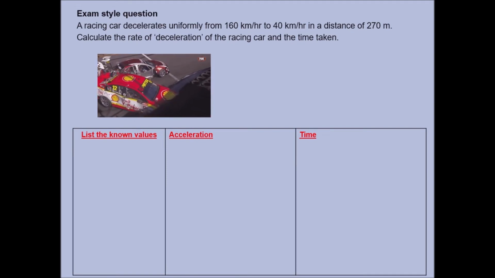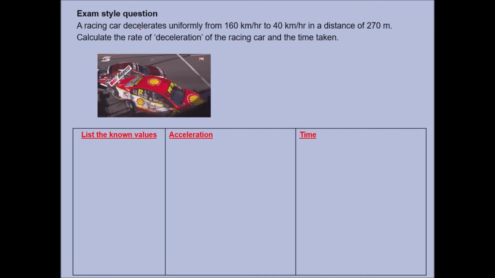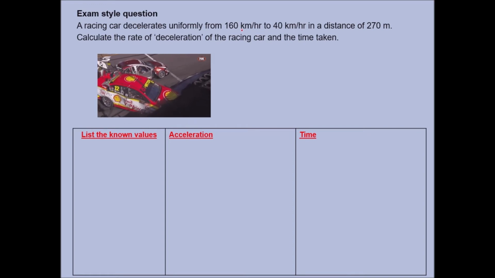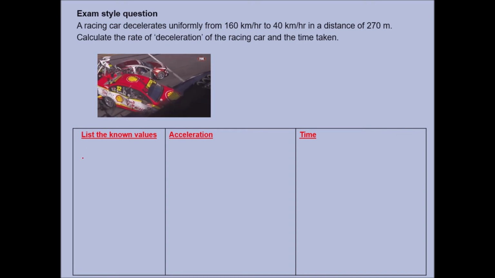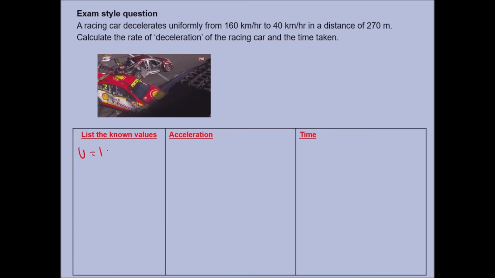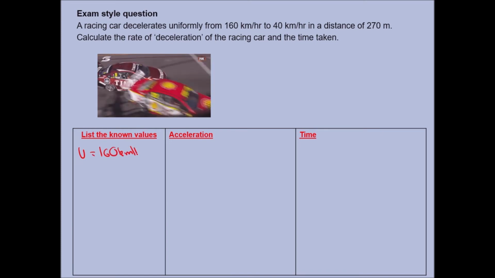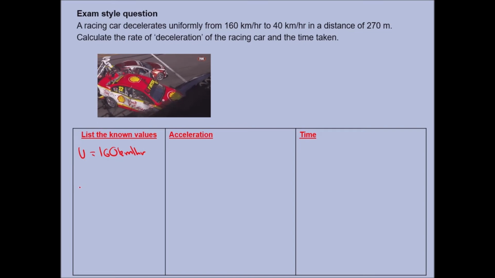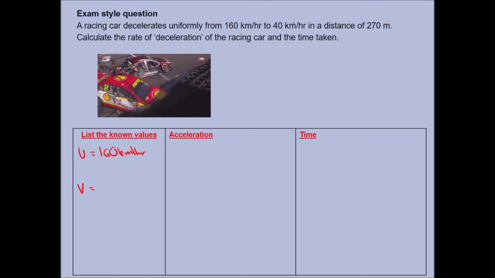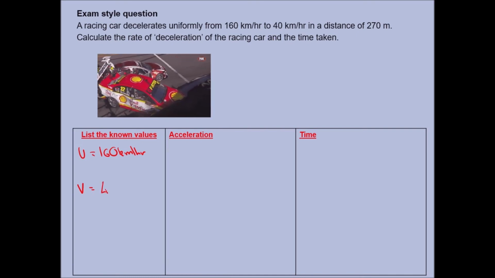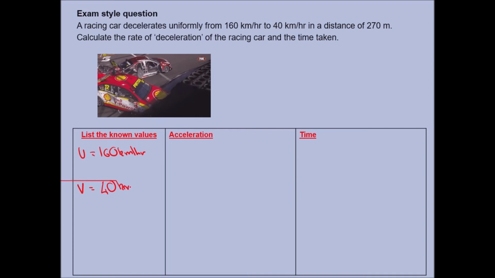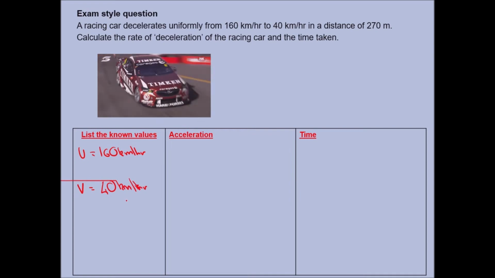Right, so here we go. Known values. What do we know? A racing car decelerates, so it's slowing down from 160 to 40. So its initial velocity, the letter U, is 160 kilometers per hour. Final velocity. It slows down, so therefore the velocity is lower at the end than it was at the beginning. 40 kilometers an hour.